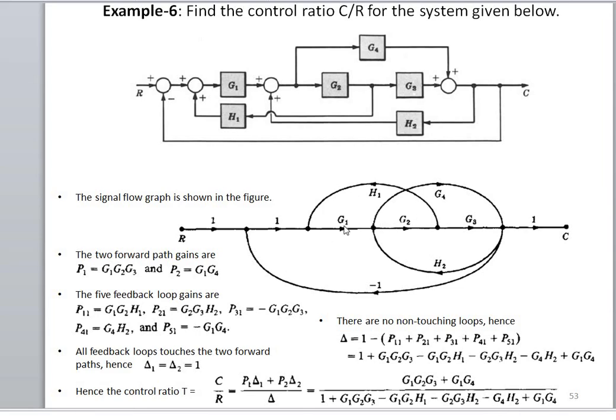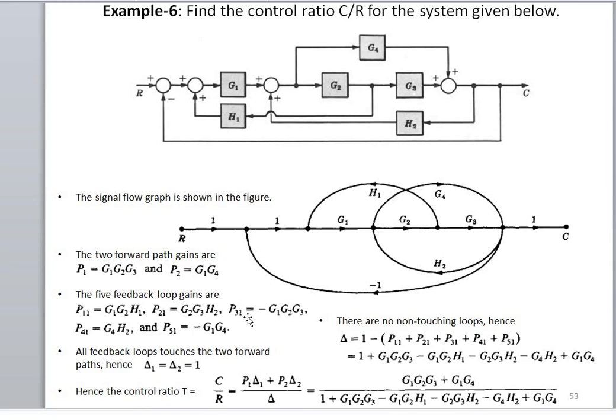If you check all the loops, these loops are touching loops, and this large loop is also touching all the other loops. So you can see that there are no non-touching loops here. So our delta, or determinant, will be 1 minus the sum of loop gains of all individual loops, as written here. And since there are no non-touching loops, delta 1 and delta 2 will be equal to 1.